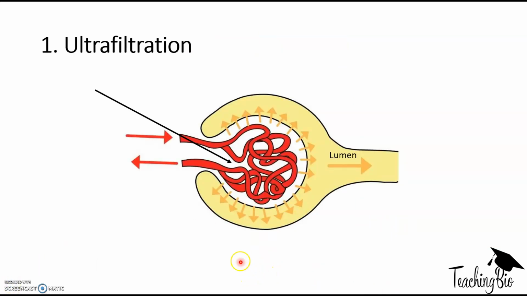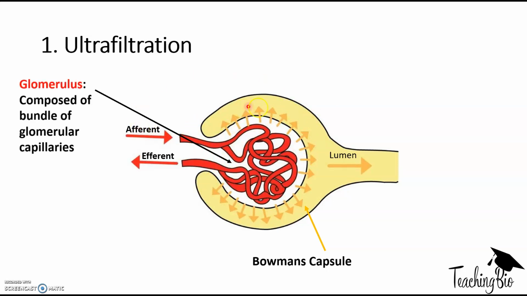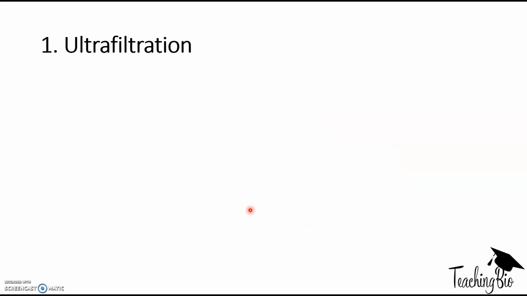Okay, so the first step in the reabsorption of water, and obviously the production and the controlled water potential and the production of urine, is ultrafiltration, and this occurs at Bowman's capsule. So this is Bowman's capsule, and this is the lumen of Bowman's capsule. Now, there's many different parts to Bowman's capsule, namely that there's this bundle of capillaries here, and this is called a glomerulus, and it has an afferent and an efferent end. So this is the glomerulus, and it's composed of this bundle of complex capillaries known as glomerular capillaries.